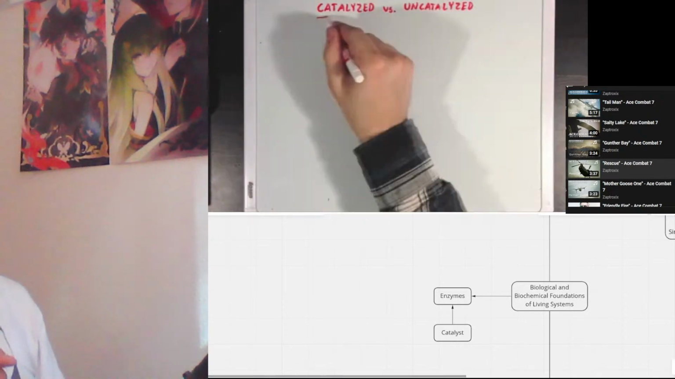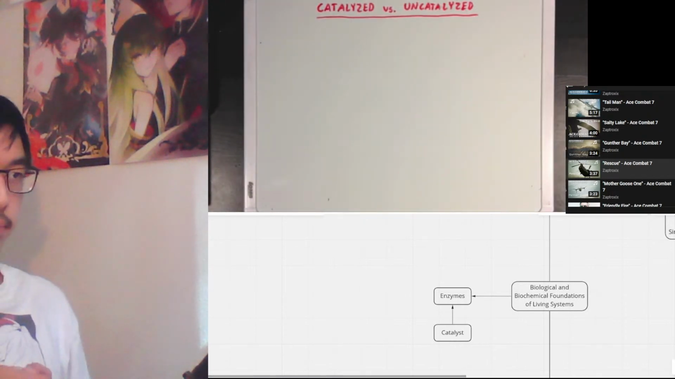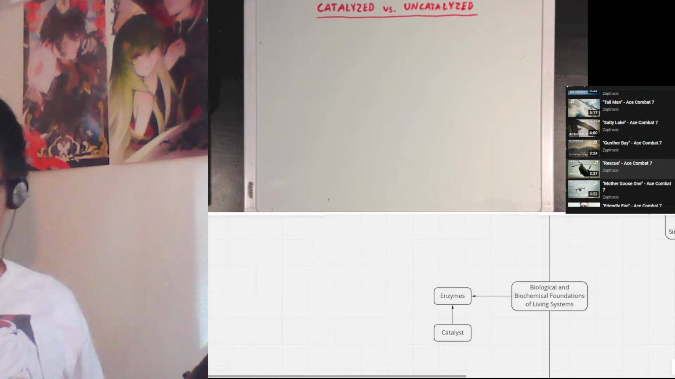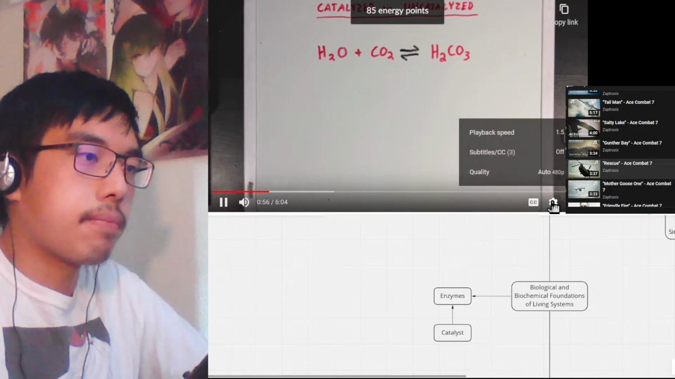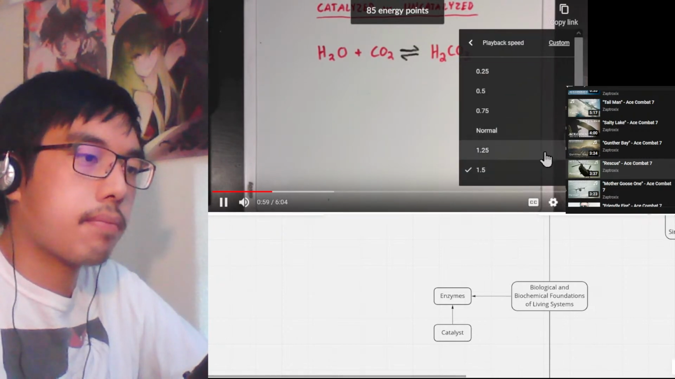And let's look at this idea a little more deeply and how a reaction will go on differently when it has an enzyme versus not having one at all. So you may be familiar with the reaction where water and carbon dioxide can combine to form carbonic acid. And this is a reversible reaction, so it can go backwards and forwards.